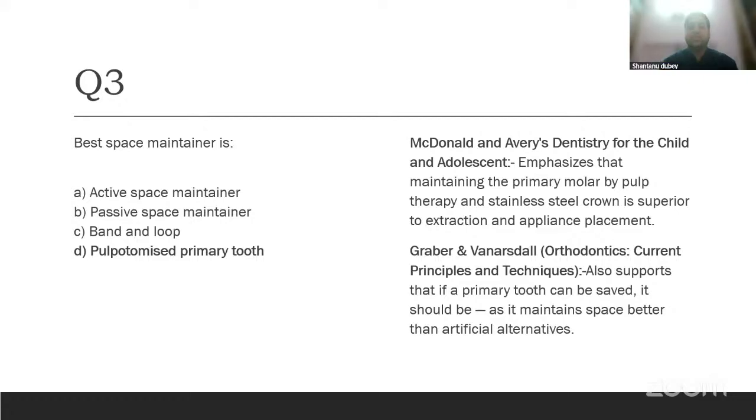So McDonald and Avery's Dentistry for the Child and Adolescent says that maintaining the primary molar by pulp therapy and stainless steel crown is superior to extraction and appliance placement. In any case, Graber and Vanarsdall for ortho also support that the primary tooth can be saved. It should be saved as it maintains the space better than any artificial alternative. So you always remember that.